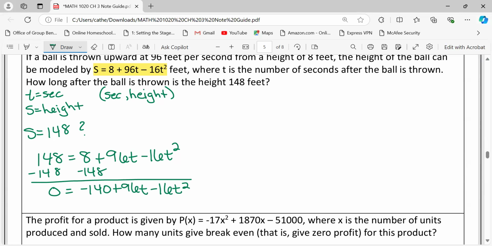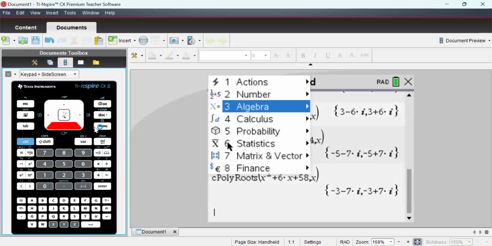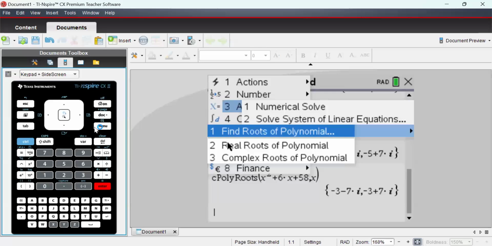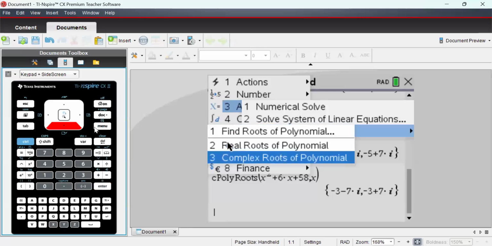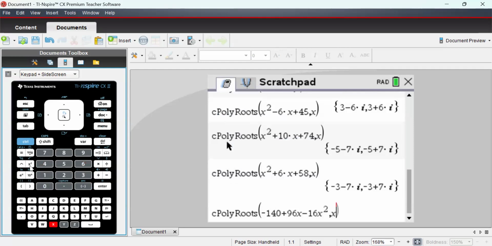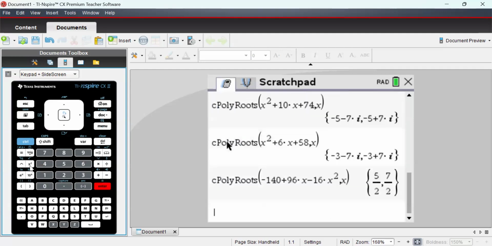So let's go to the calculator. Same thing we did in the last section. We're going to use the polynomial tools, and since we use complex roots, let's use complex roots. So let's put that in. Again, I prefer x's. You can leave it as a t. You just have to do comma t at the end instead of comma x.